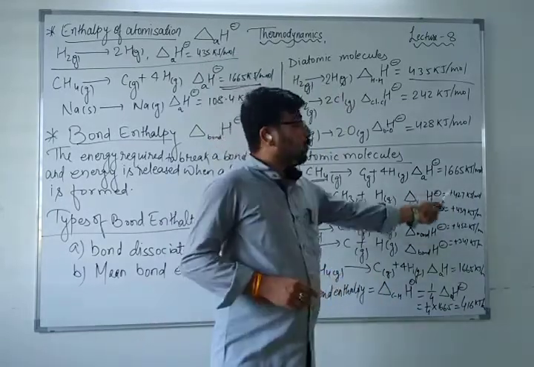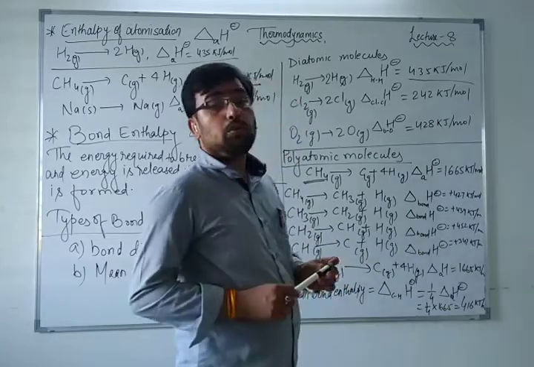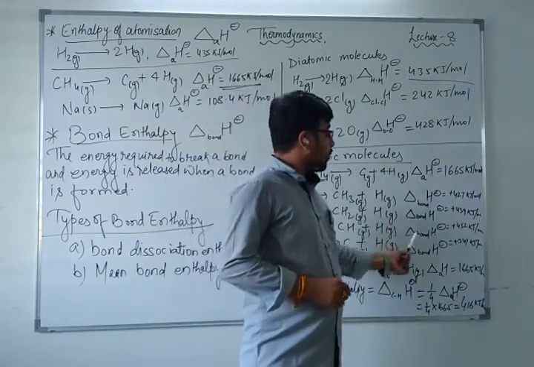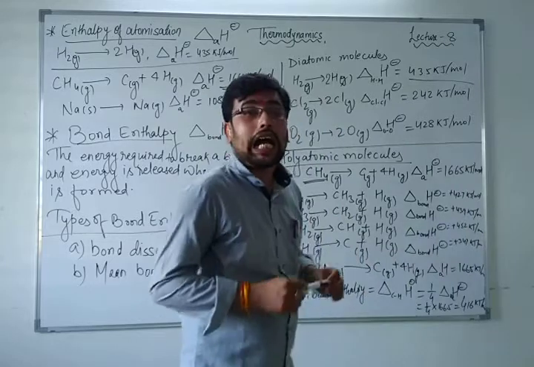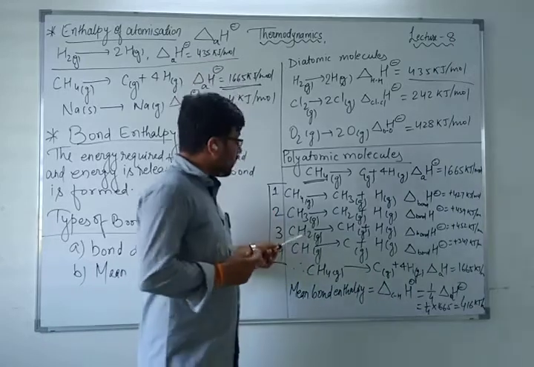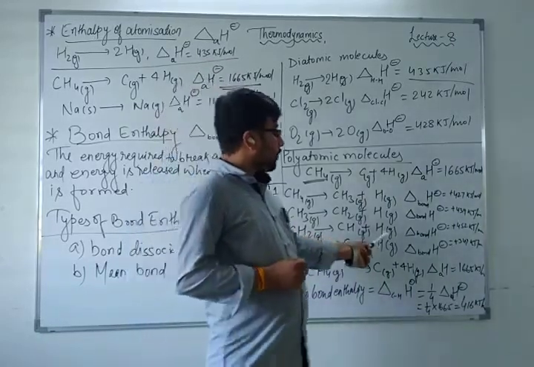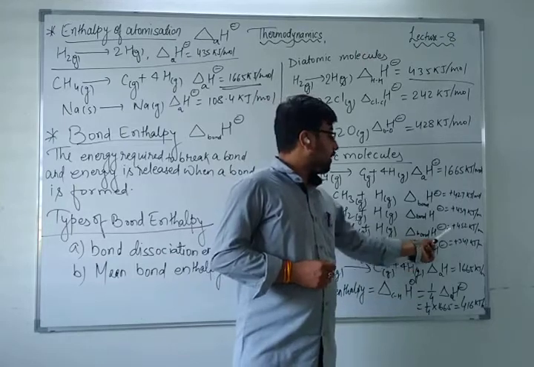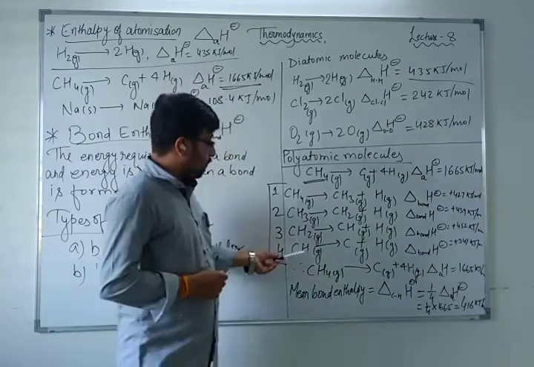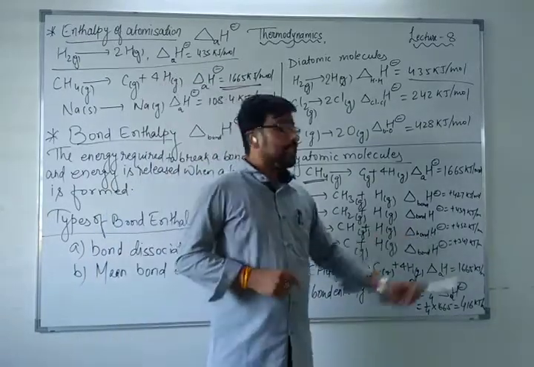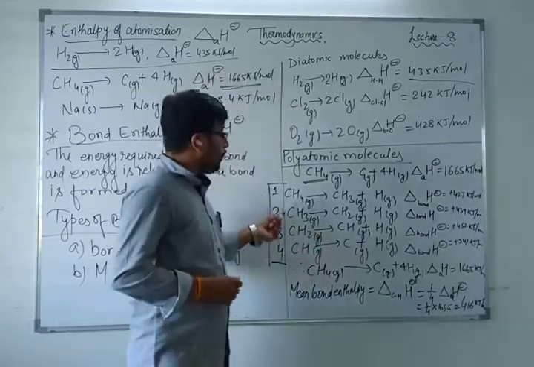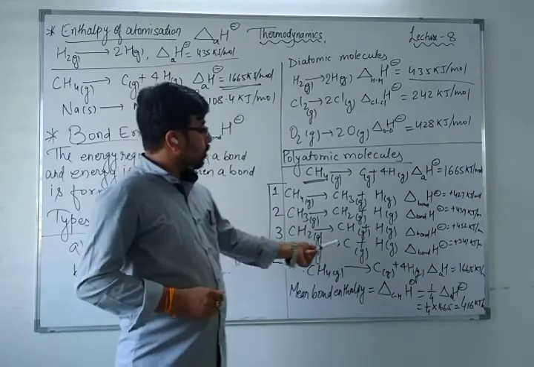427 kilojoule per mole. In the second step, when methyl has converted into CH2 and H, it requires a bond dissociation enthalpy of 439 kilojoule per mole. In the third step, CH2 has converted to CH plus H, and the bond dissociation enthalpy is 452 kilojoule per mole. And in the fourth step, when CH is separated into C plus H, it requires 347 kilojoule per mole.